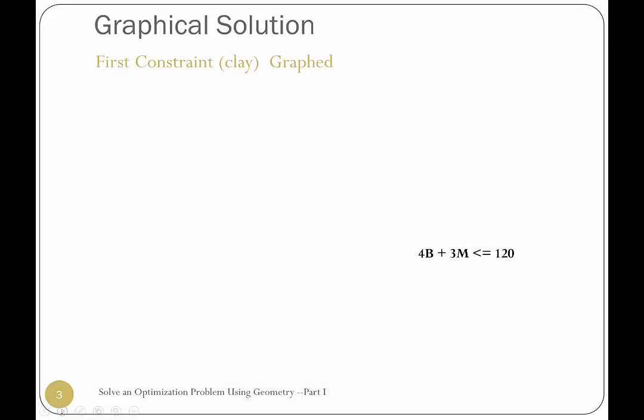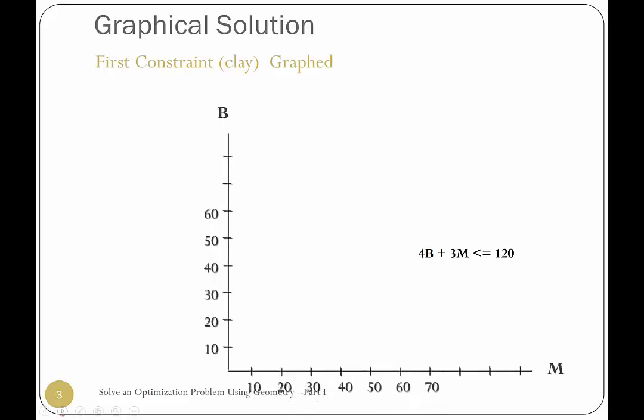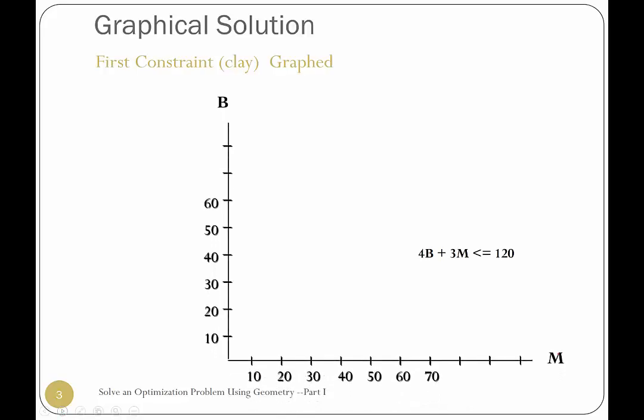So let's take a look at how to graph this constraint on clay. The first constraint is 4b plus 3m less than or equal to 120. Since we have two decision variables, it is a two-dimensional geometry. The x-axis represents the number of mugs, and the y-axis represents the number of bowls made. In order to draw a line that represents this equation, we need 2 points. You can generate those 2 points as follows.